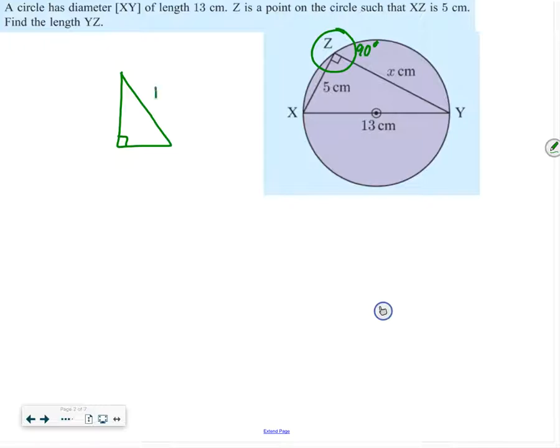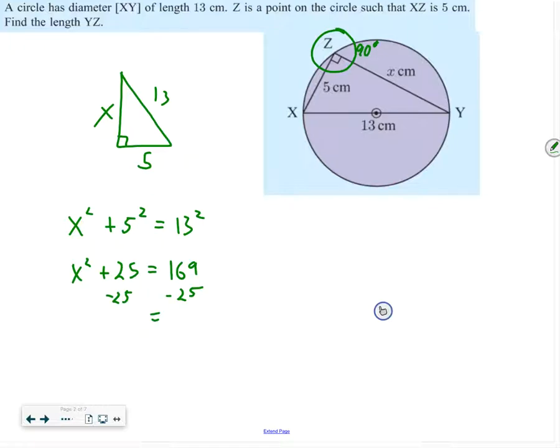My hypotenuse is 13, my short side is 5, my unknown is x. So I have x squared plus 5 squared is equal to 13 squared. So I have x squared plus 25 equals 169. Subtract 25 from both sides, and I have 144 is equal to x squared. Taking the square root, I have x is equal to the square root of 144, which is equal to 12.